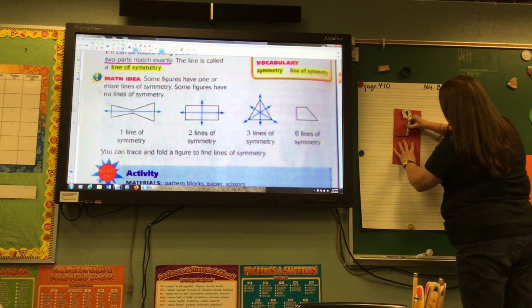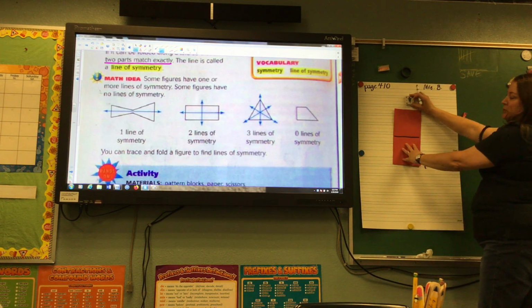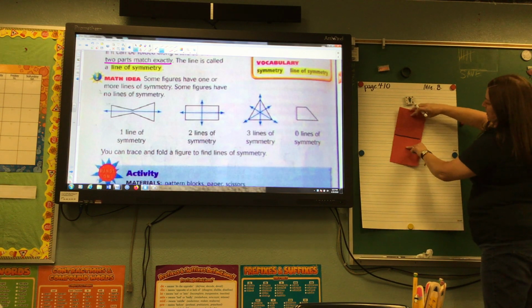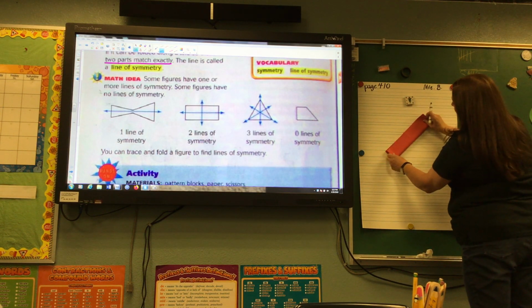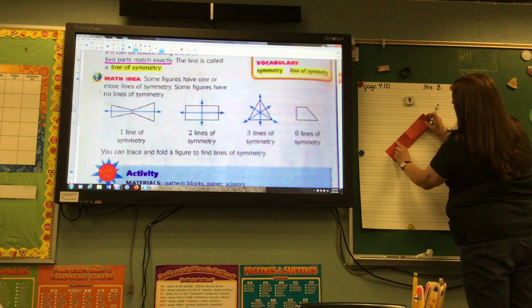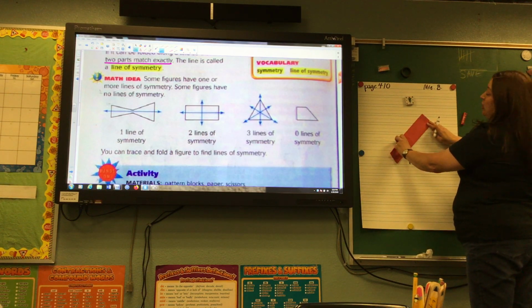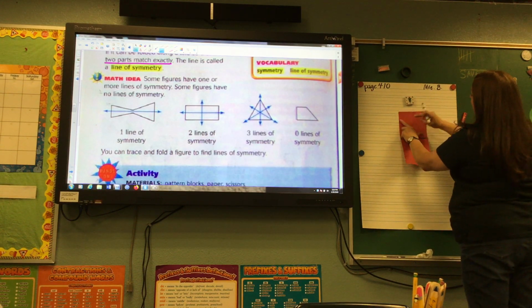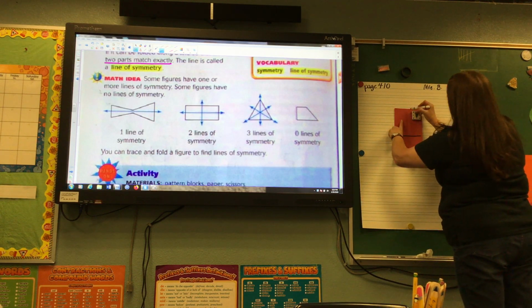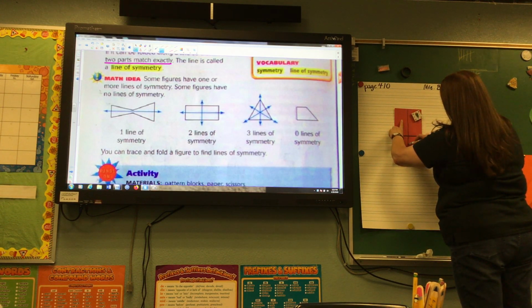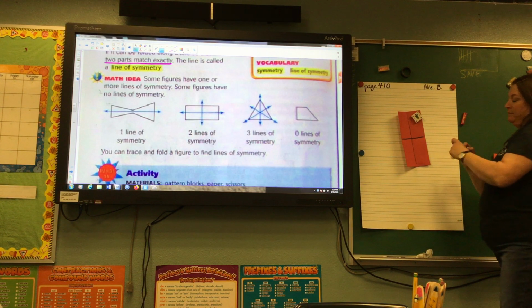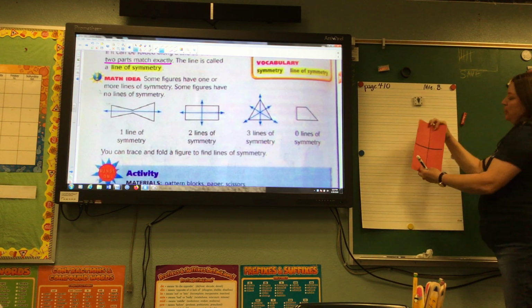Okay, can you think of another way I might fold that so both sides would look the same? If you said right down the middle, you are right. Now my class, I would call this folding it the hot dog way. If I folded it the hot dog way, again, I would have another line of symmetry right there. Okay, so that's an interesting shape, that rectangle.